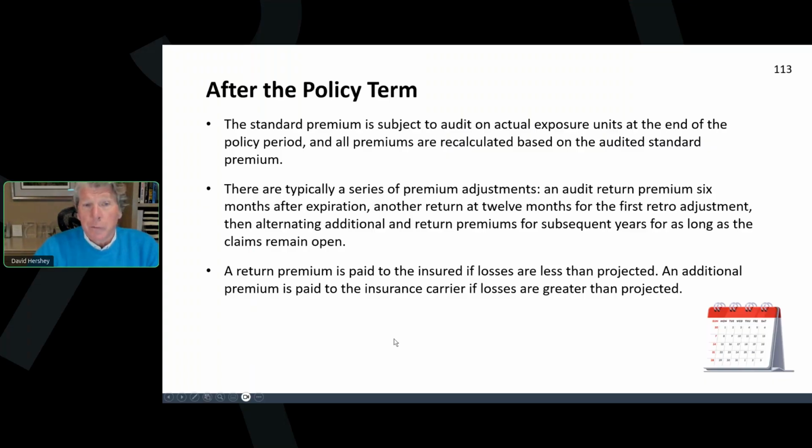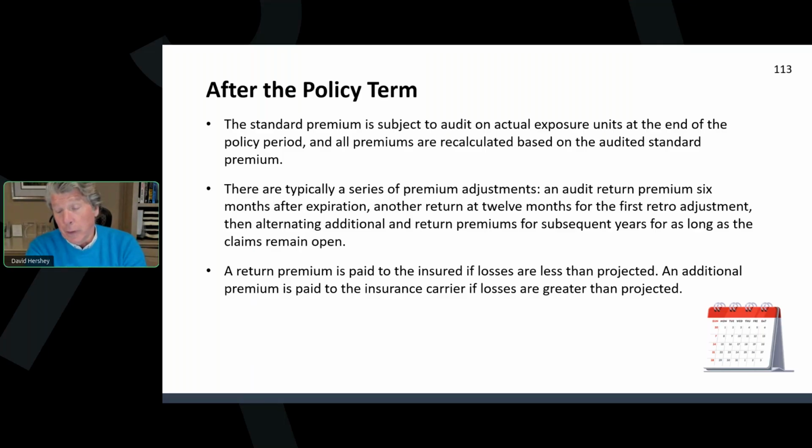There are typically a series of premium adjustments. An audit return premium 6 months after the expiration, also referred to as 18 months after policy inception. Insurance carriers phrase it either of two ways, and you end up at the same place. Now, a lot of times the smaller, more regional insurers don't always get to these calculations, and sometimes it can be a year because nobody wants to actually do it.